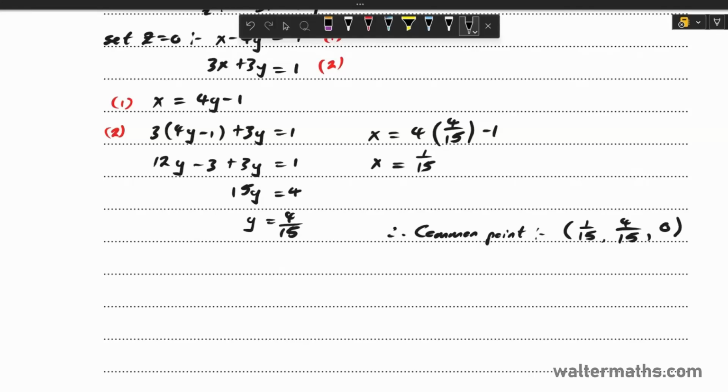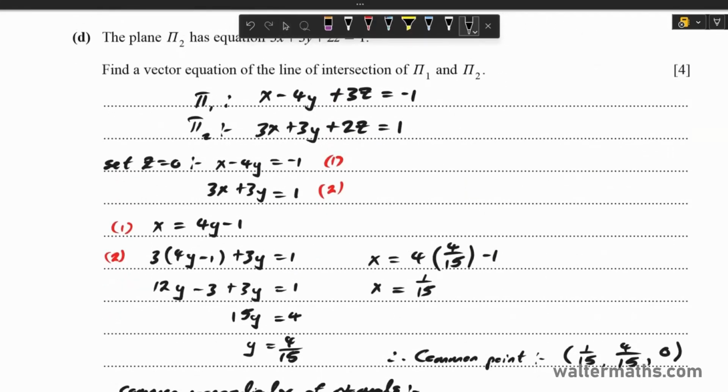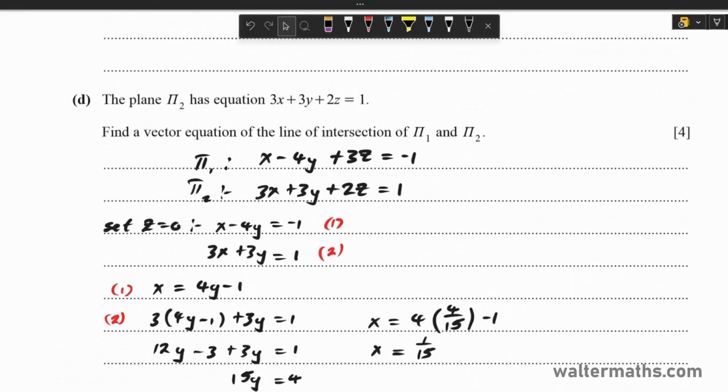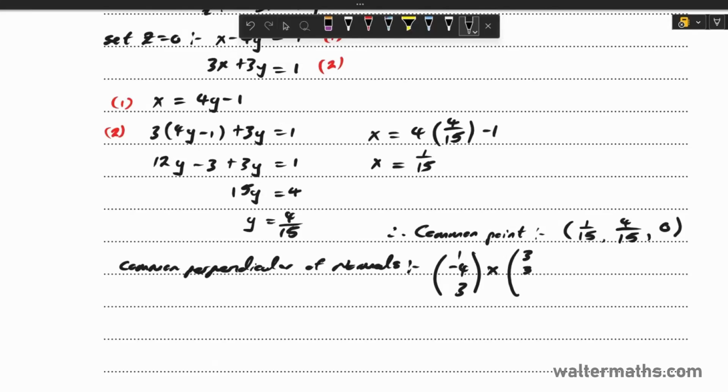Next, we are going to look for the common perpendicular of the normals, and we are going to find that by taking the normals and doing vector product with the two normals. So for the first plane, the normal is 1, minus 4, 3. All right. So I'm going to take 1, minus 4, 3 and vector product with the one for pi 2, which is 3, 3, 2. So cross 3, 3, 2.